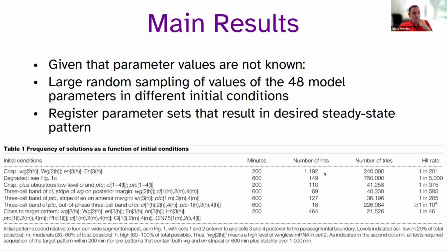And then this is the number of samples that they tried here and how many actually led to the correct pattern that is observed in Drosophila. And then they tell you the proportion, the hit rate, so how many patterns out of the sample were correct. And their argument is that 1 in 201 is a very high number, given that you're sampling in 48 dimensions.